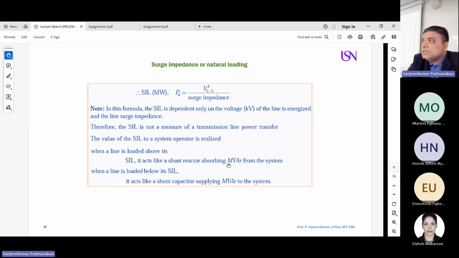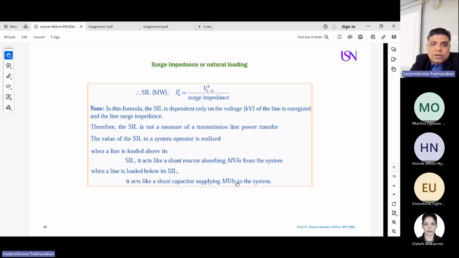it can act as a shunt reactive absorber. So it absorbs all the reactive power from the system. If the line is loaded well below the surge impedance loading, then it will act like a shunt capacitor. So it will supply all the reactive power to the system. So your surge impedance can absorb reactive power as a shunt reactor. Of course, it can also generate reactive power for the system as a capacitor.